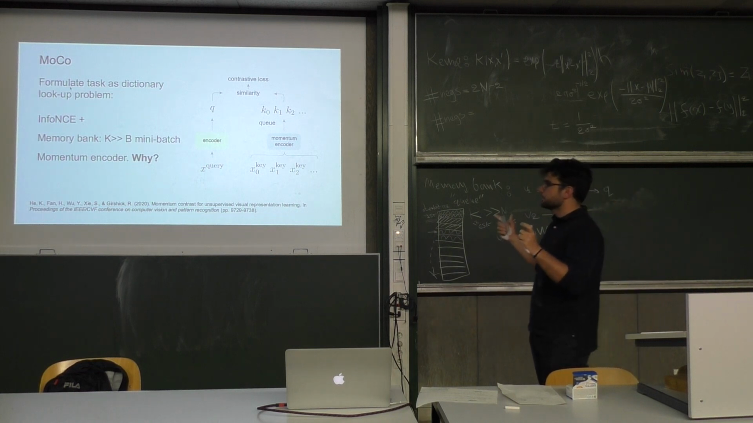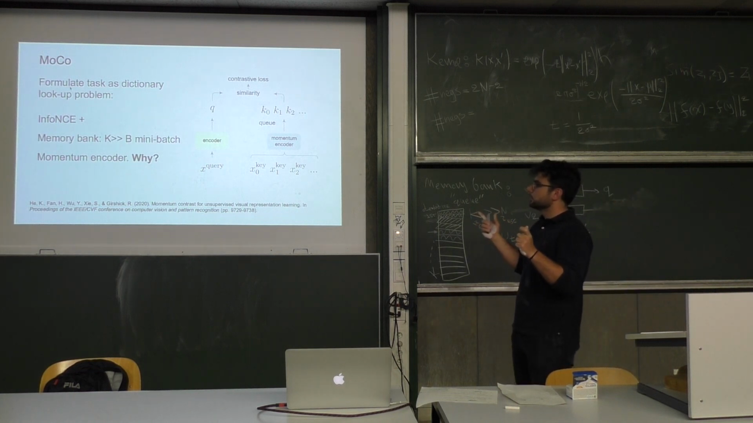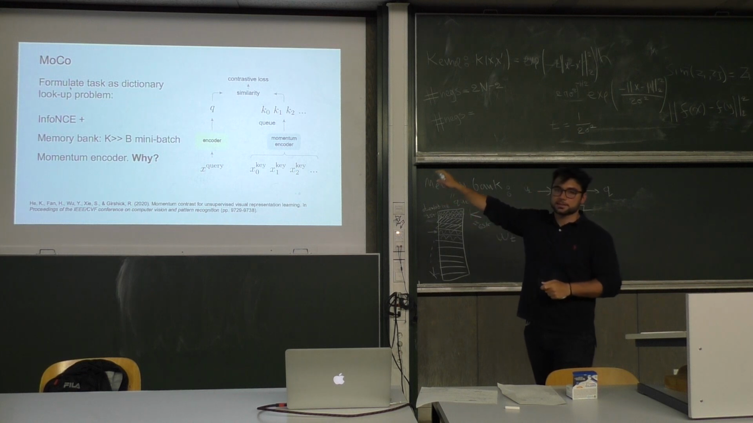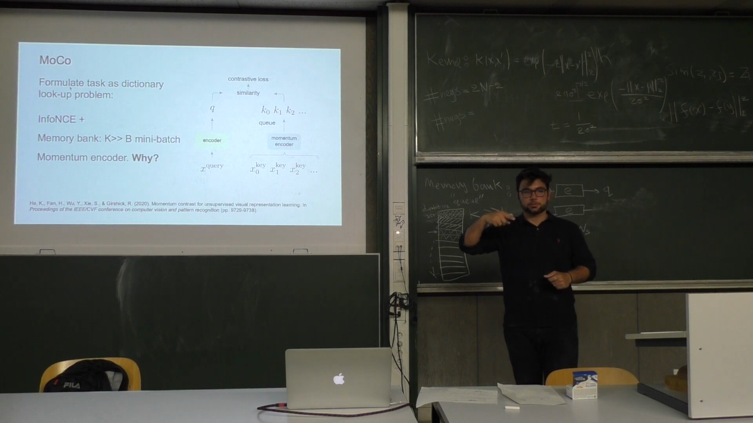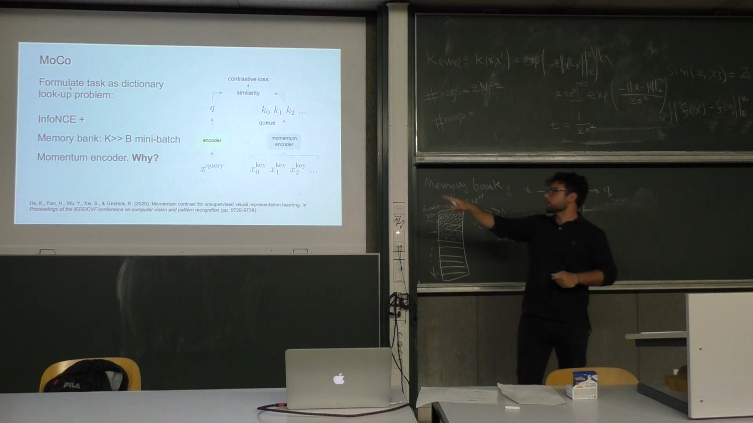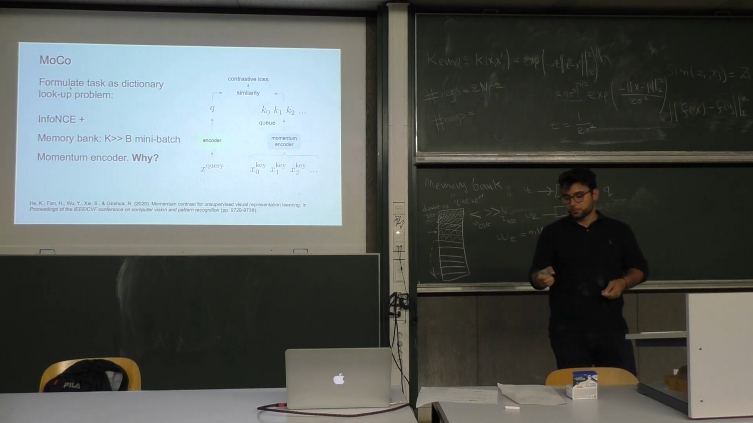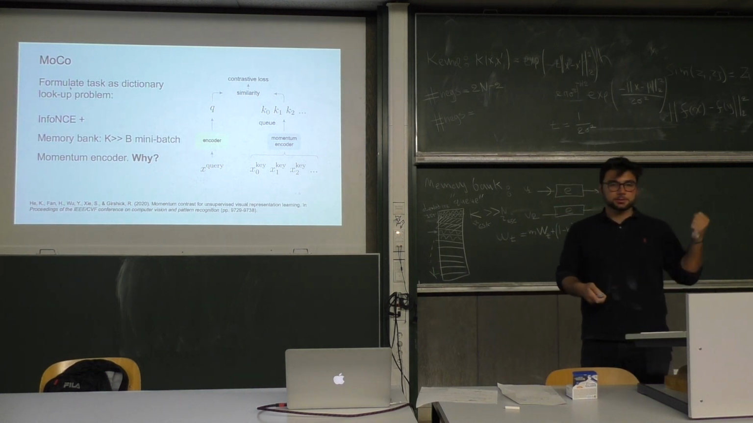So I try to provide some indication why they do not just use a memory bank, detach the gradients, and update the dictionary, but they also use an exponential moving average over the parameters of the encoder. That's what they mean by momentum encoder. We will also use the word teacher in the course. Any questions?